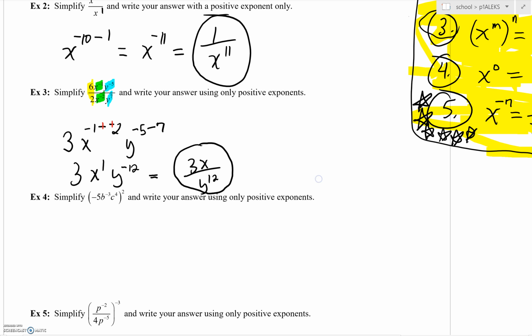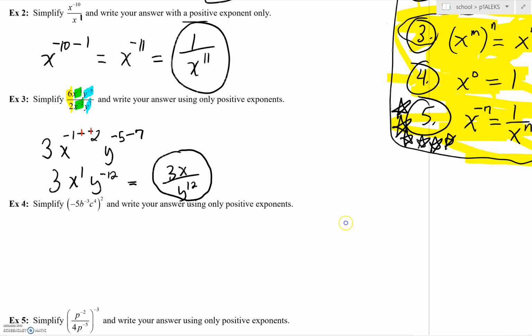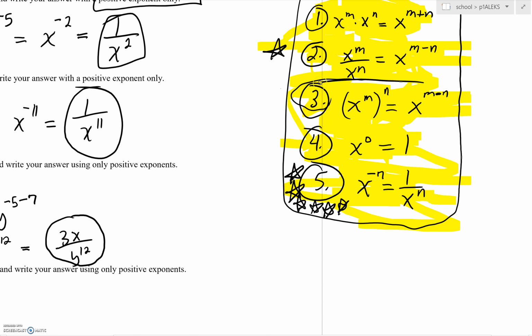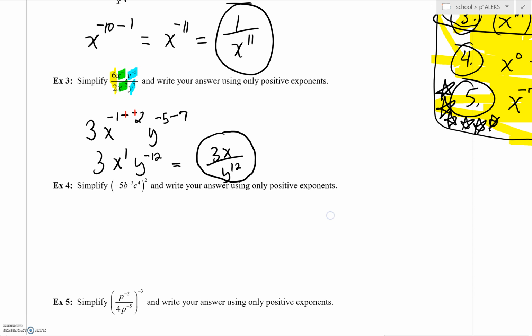Couple more. For number 4, we're really using the power to a power property. That's property number 3 here. Everything gets squared. Use parentheses when you're doing this. It's negative 5 to the second. Here we'll have b to the power that's negative 3 times a 2. Then we'll say c to the 4 times a 2.